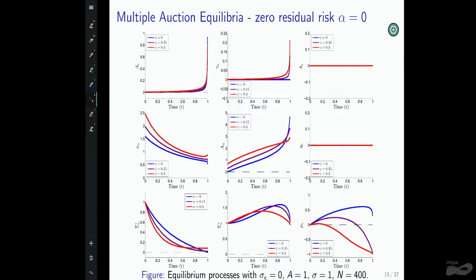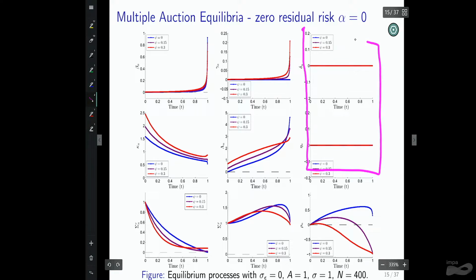Now, I haven't talked at all about the multiple auction case, but it's very simple to generalize the problem to multiple auctions. And in the next 2 slides, I just want to illustrate again that this residual risk term is the one that actually causes a lot of problems. So what I've done here is I've solved numerically for a 400 auction equilibrium when the residual risk is 0. And you'll notice that 2 of these plots give me quantities which are identically 0, okay?